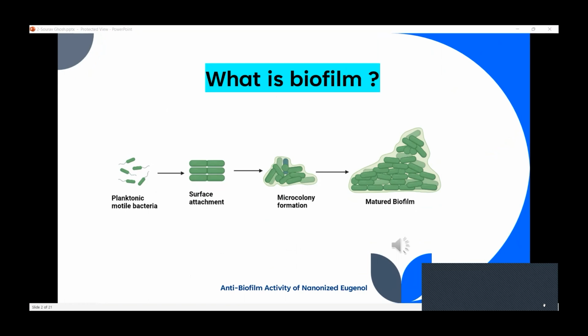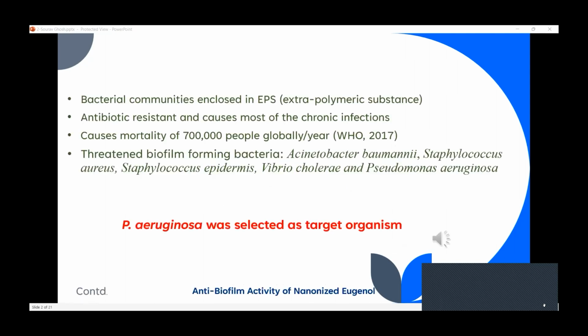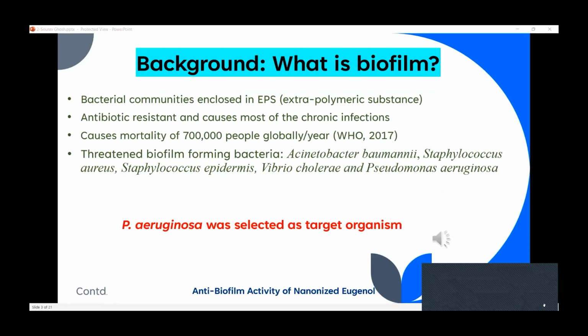Biofilm is a multi-step phenomenon which is formed by different steps such as surface attachment, microcolony formation, and then mature biofilm formation. Biofilm is a bacterial community which is enclosed by self-produced extrapolymeric substance which protects the biofilm residing cells from the action of antibiotics as well as antimicrobials. Biofilm causes most of the chronic infections. As per report of WHO 2017, biofilm-mediated antibiotic resistance causes mortality of about 7 lakh people globally per year.